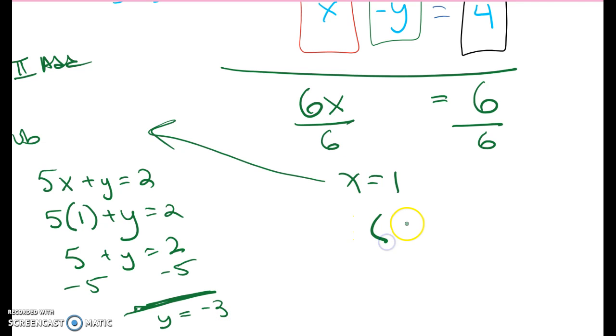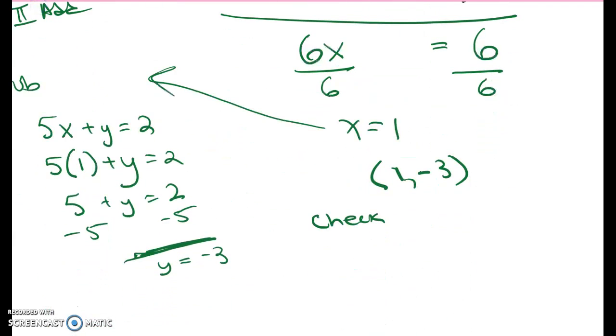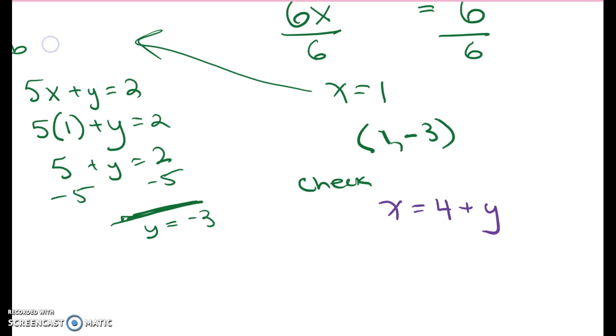So now I'm going to write this as a coordinate pair, and I am going to check, because I monkeyed with that second equation, x equals 4 plus y, and I want to make sure that it satisfies that original equation before I monkeyed with it. So x is 1, and it equals 4 plus -3. And 1 does equal 1. And so we are happy.